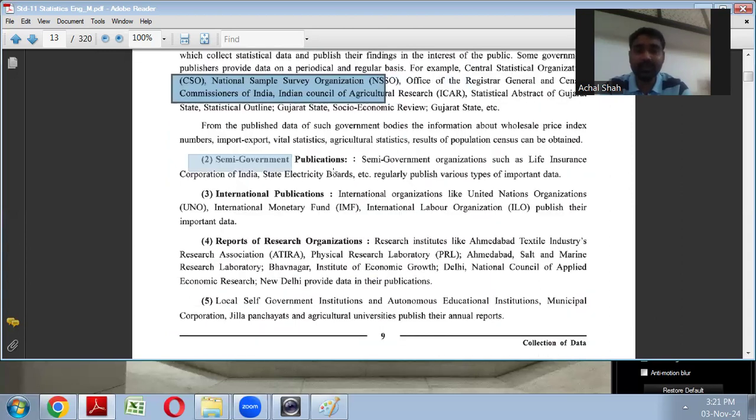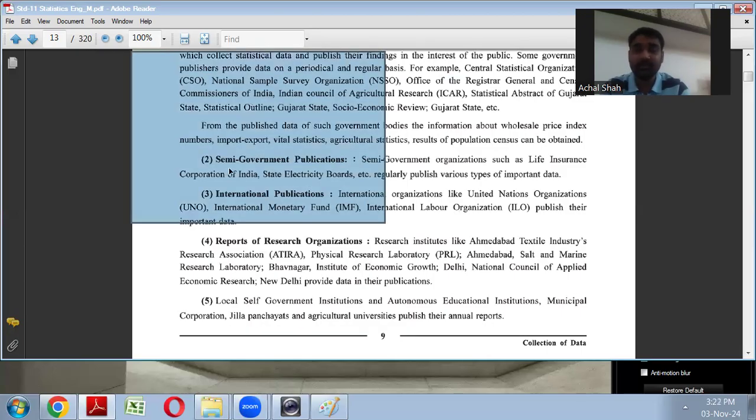Then next is about semi-government publications. There are some semi-government organizations. Semi-government means partly government, partly non-government, right? Means कुछ shares government के होंगे, कुछ shares non-government के होंगे. So that is semi-government publications. It can be 50-50% case, right? Such as Life Insurance Corporation, State Electricity Board, right? So that is semi-government publications.